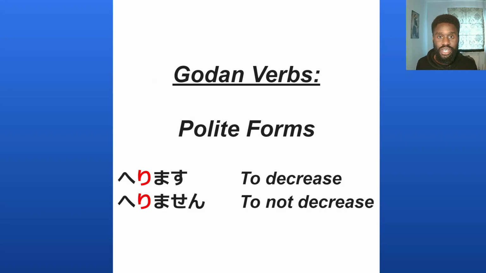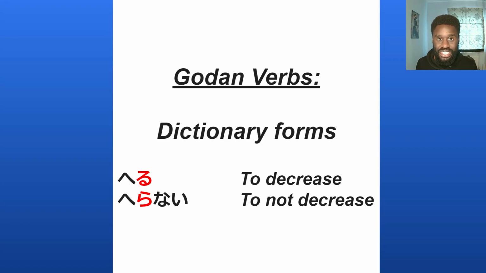So, in conclusion, for Godan verbs, to create the polite positive and negative, we use the 2nd row and we add mas for positive and masen for negative. For dictionary polite, we just use the 3rd row of the verb. And for dictionary negative, we use the 1st row and we add nai at the end.